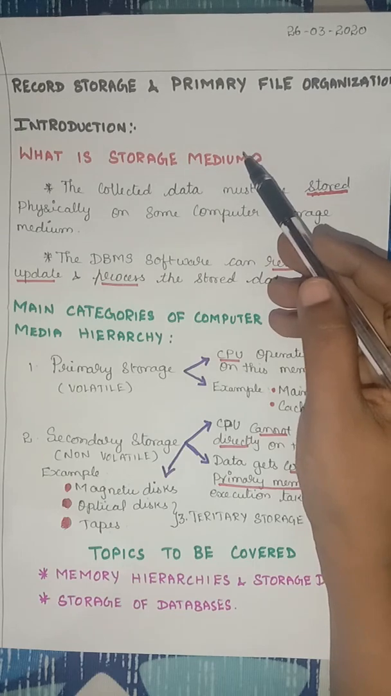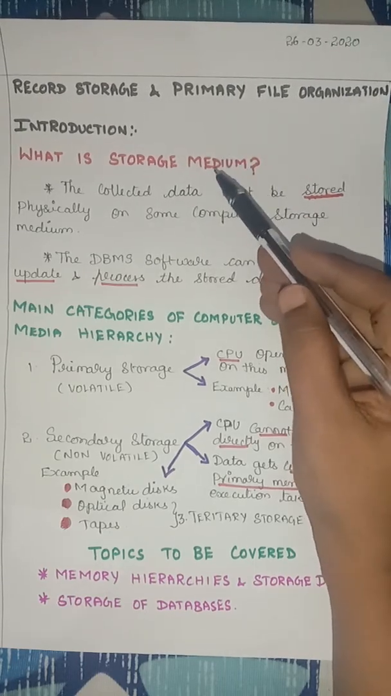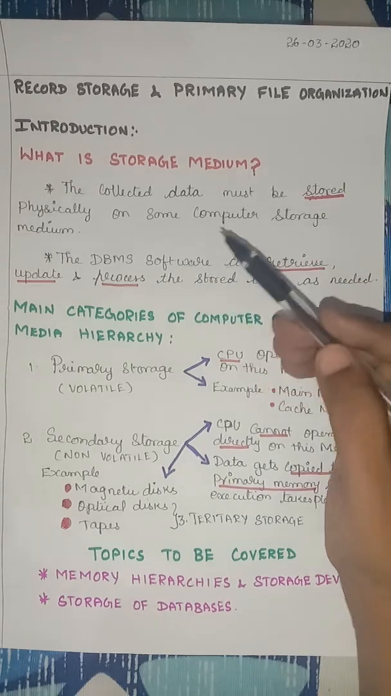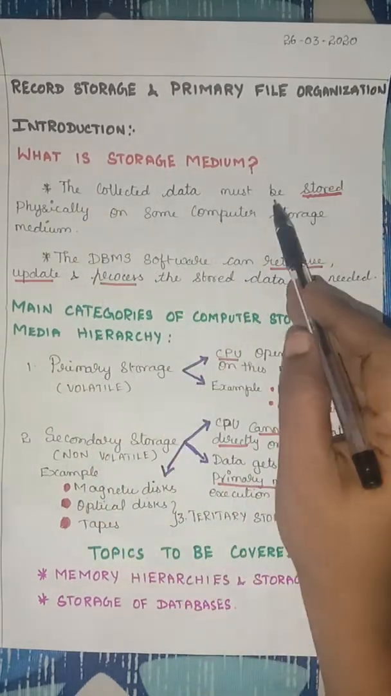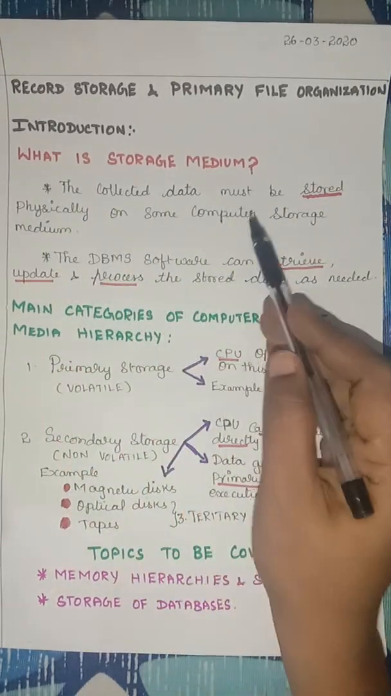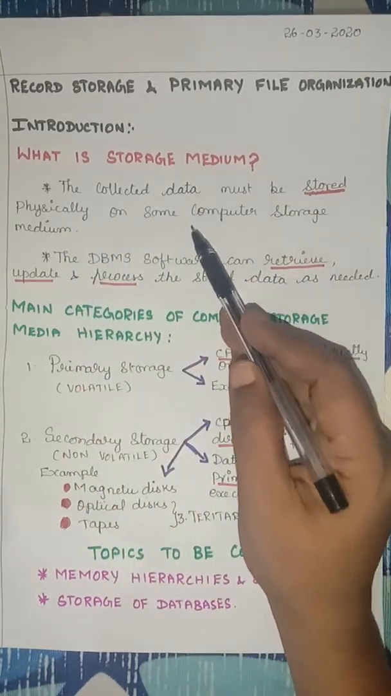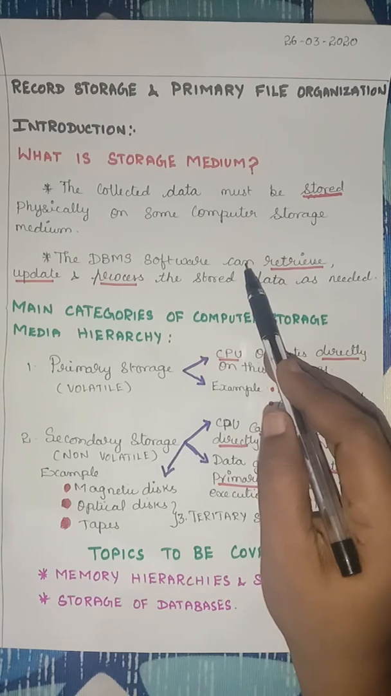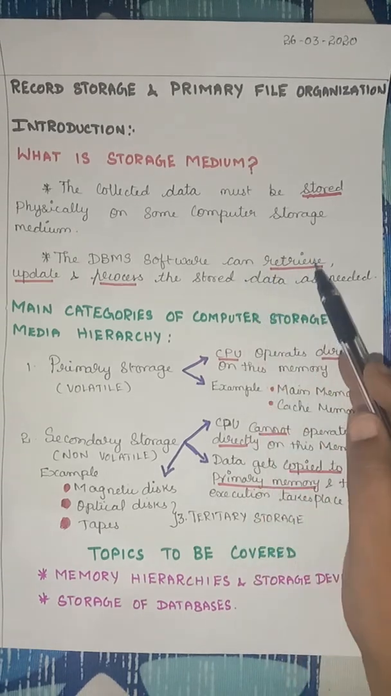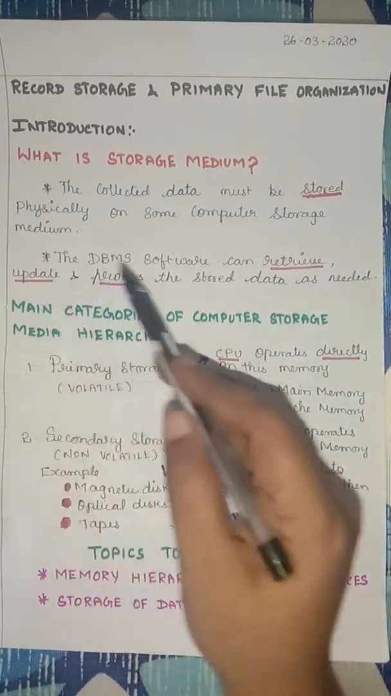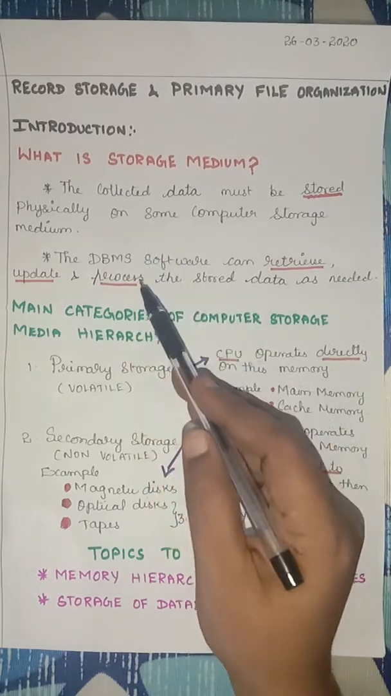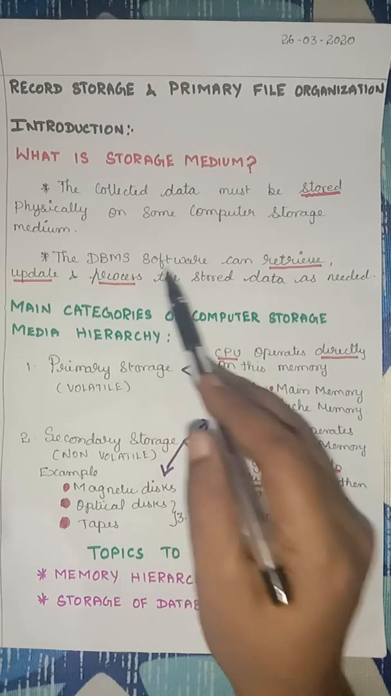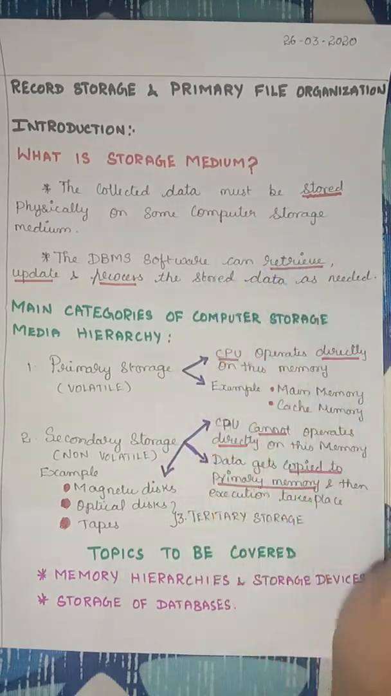Data are facts. These facts or data are collected and must be stored in a place for further processing. That is, the collected data must be stored physically on some computer storage medium. After that, the DBMS software can perform some operations. These operations are nothing but retrieving, updating, processing the collected data that are stored in the storage medium. Whenever it is needed, it performs these operations.